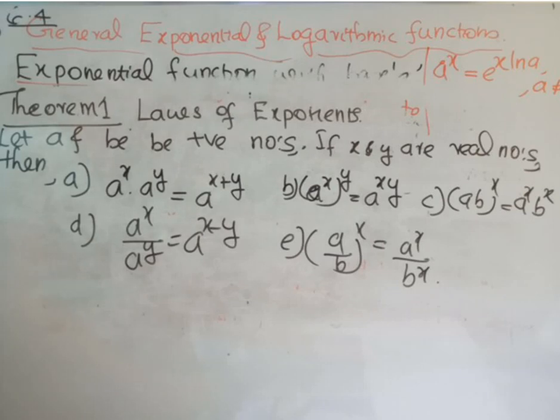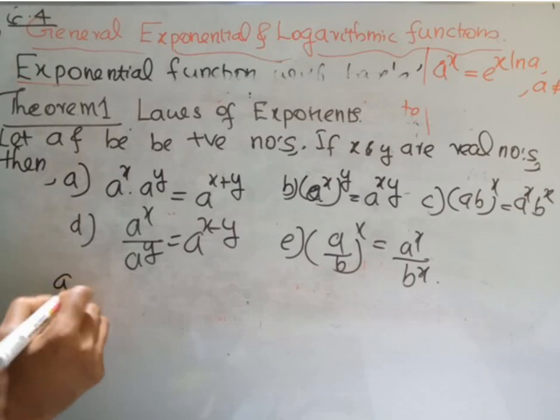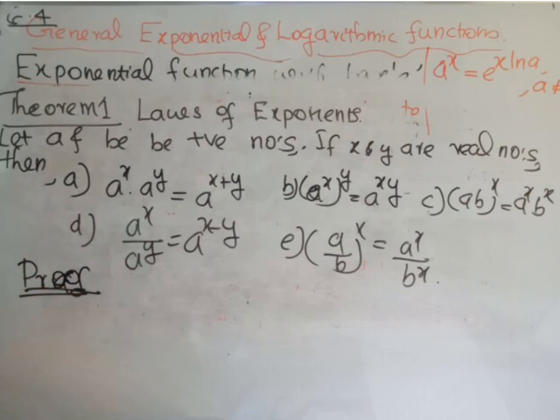We have to prove these results. In order to prove this, we will do the first one first, and next we will do the others. So how to prove the first one? The proof for A.